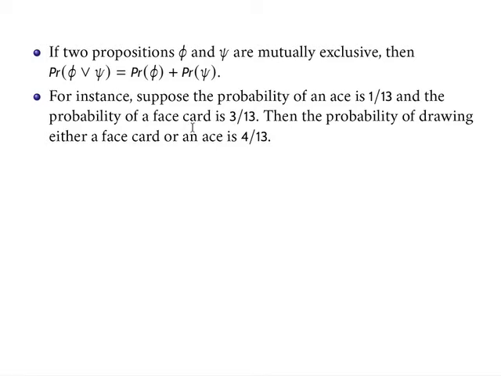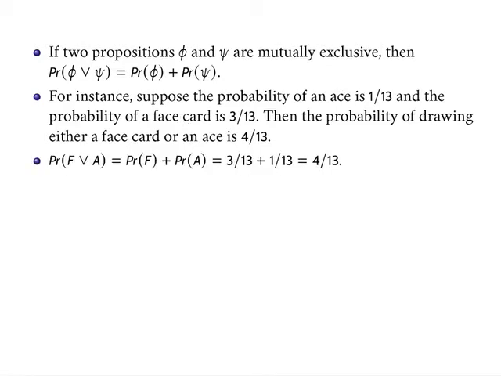The probability of drawing a face card, like a royalty, is 3 over 13. So if the probability of drawing an ace is 1 over 13, and the probability of drawing a face card is 3 over 13, we can conclude by this rule here that the probability of drawing either a face card or an ace is 4 over 13. That's because whether the card you draw is an ace and whether it's a face card are mutually exclusive. That is to say that there are no cards that are both aces and face cards.